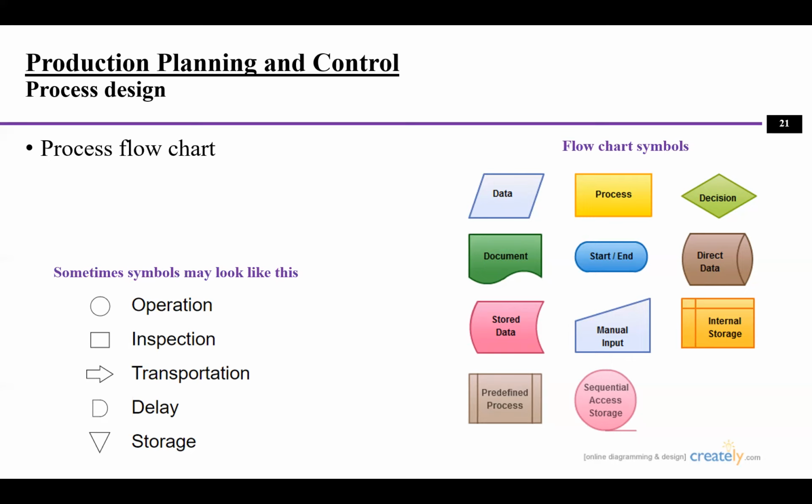For example, a circle can be an operation, an inspection. You can use a square, and then you can use the arrow to show the transportation, and delay with that shape, and then storage with that shape. And then in your process flowchart, basically you are using those symbols to signify the processes. Also, you can use the flowchart symbols from the right, for example, the decision, what kind of shape it is.